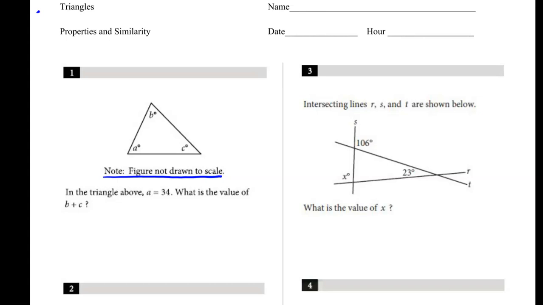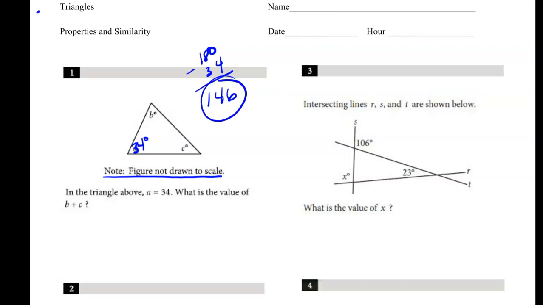So in the triangle above, A equals 34. So I can just draw 34 degrees in there. What is the value of B plus C? I don't know what B and C are separately, but since the whole thing has to add up to 180 degrees, I can just take away 34 from that, and I get a grand total of 146.